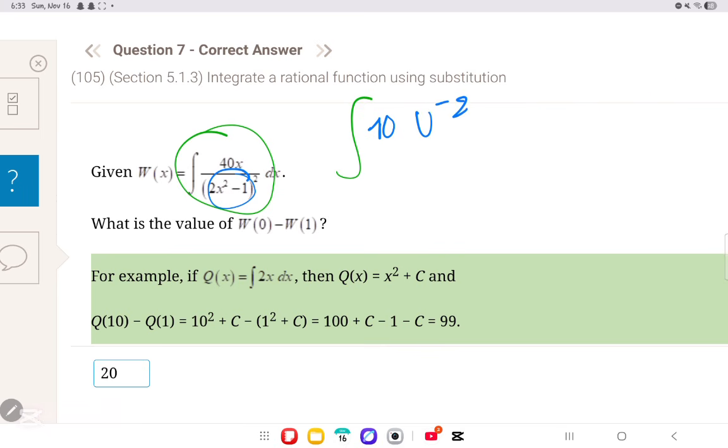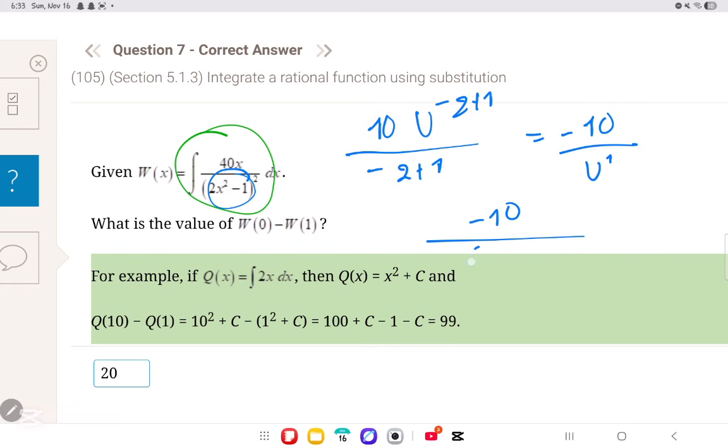Now, what do I need to do? I need to apply the integration. So 10 u to the power of minus 2 plus 1 over minus 2 plus 1. So 10 u to the power of minus 1 over minus 1. So minus 10 over u to the power of 1. So it's minus 10 over 2x squared minus 1.